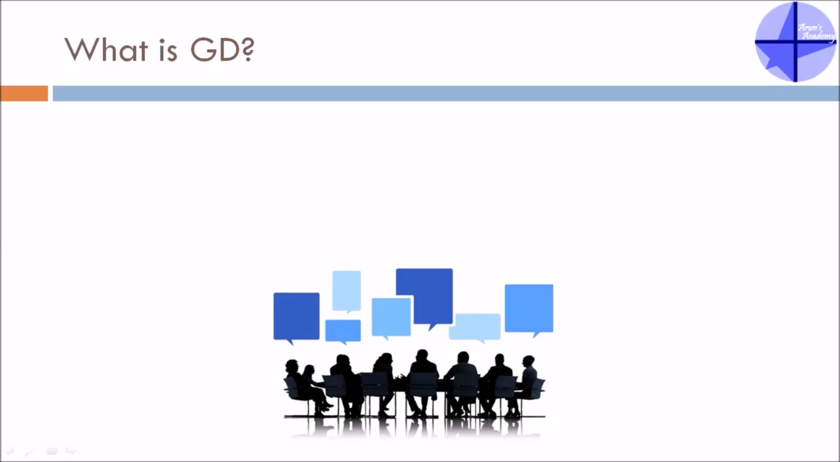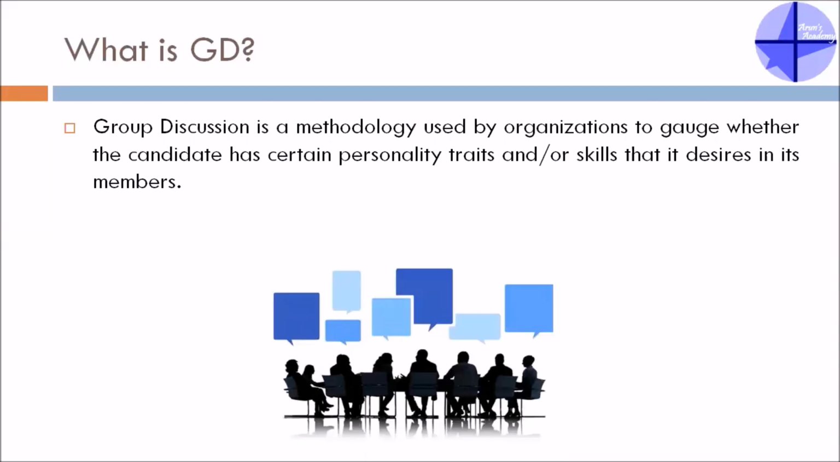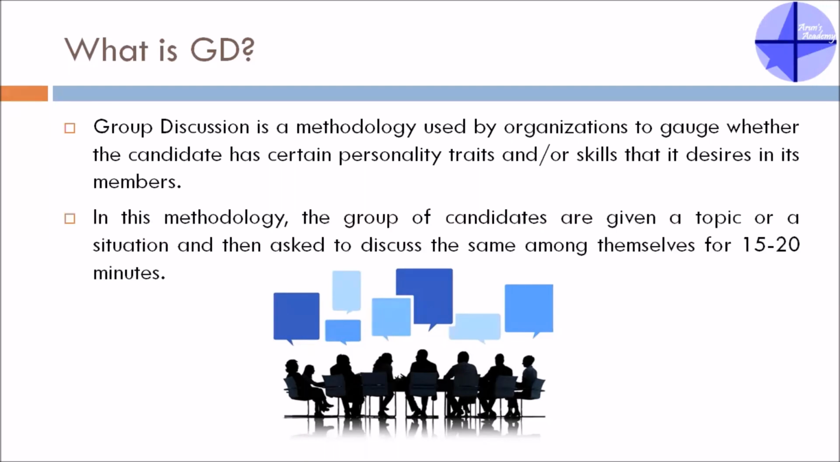Group discussion is a methodology used by organizations to gauge whether the candidate has certain personality traits and skills that it desires in its members. In this methodology, a group of candidates are given a topic or a situation and then asked to discuss the same among themselves for 15 to 20 minutes.